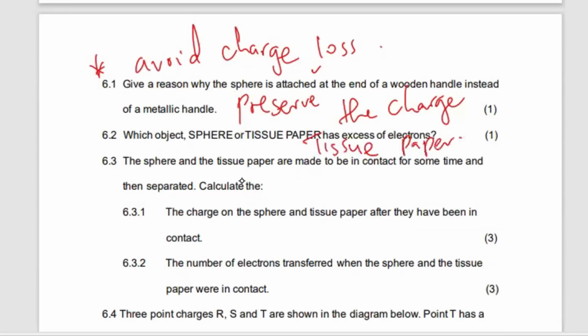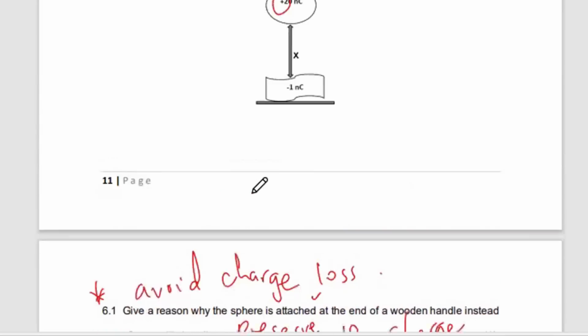Tissue paper has more electrons. Then 6.3: the sphere and the tissue paper are made to be in contact for some time, then they are separated. They want us to get the charge after they've been in contact. So it's Q1 plus Q2 divided by 2.